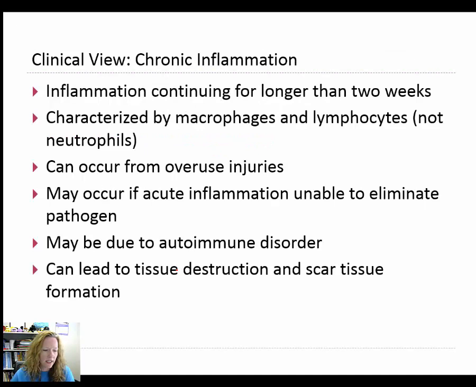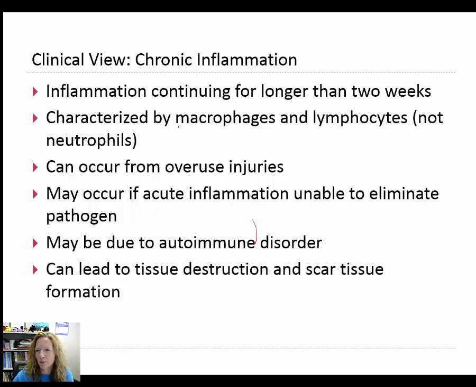So let's take a look at chronic inflammation. This is going to be inflammation continuing for longer than 2 weeks. And the issue that you have here with chronic inflammation is that you have all of the discomfort that comes with inflammation, but it's not going in and ridding the body of any kind of foreign substance. So that's the big issue you have.